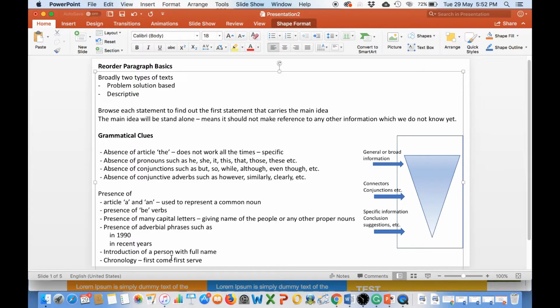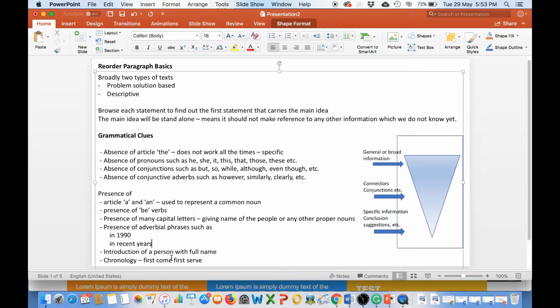Now, introduction of a person with a full name is another clue. Sometimes they introduce a person with the full name, for example, Dr. Brown Smith, and in the next statement they can just say Dr. Smith. They will shorten the name. So always remember, we use abbreviations or short forms of names when the full name has already been introduced. In the same way, we introduce the main noun and then replace it with a pronoun. That's the basics of English writing. So the one with a person's full name could be number 1.